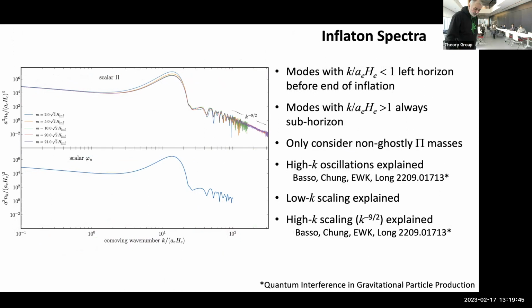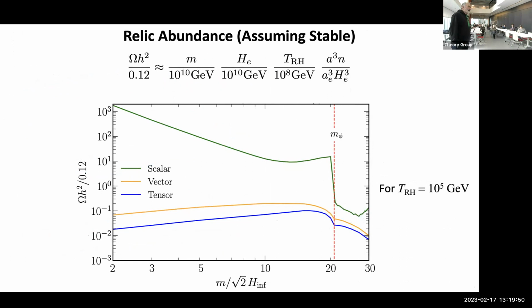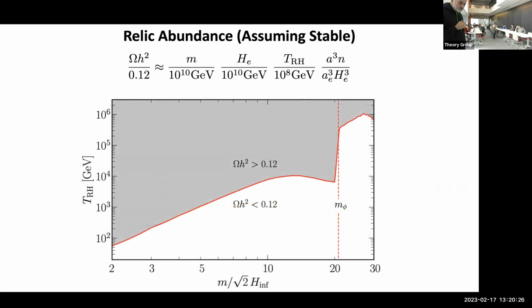All right, so if the particle's stable, what would the relic abundance be? Well, it depends on the mass of the particle, the expansion rate at the end of inflation, the reheat temperature, and this thing that we showed, a cubed n, which would be the integral over a cubed n sub K. And again, the scalar mode dominates. So omega h squared of 0.12 would be the dark matter. And we've picked a particular reheat temperature of 10 to the 5 GeV. This would be the relic abundance as a function of the mass and the reheat temperature.